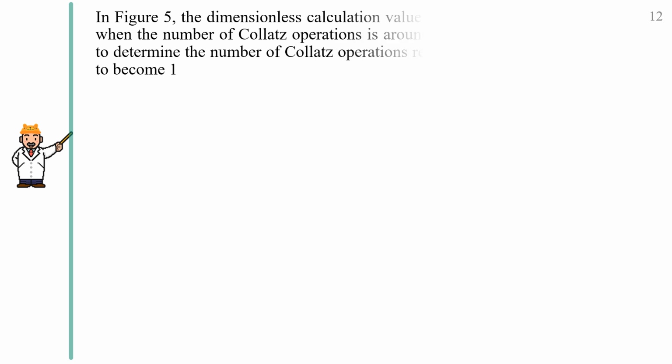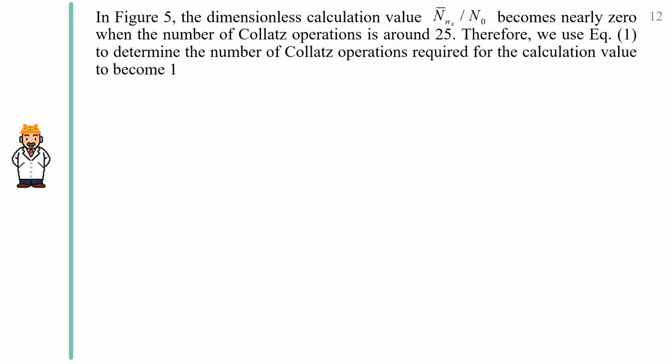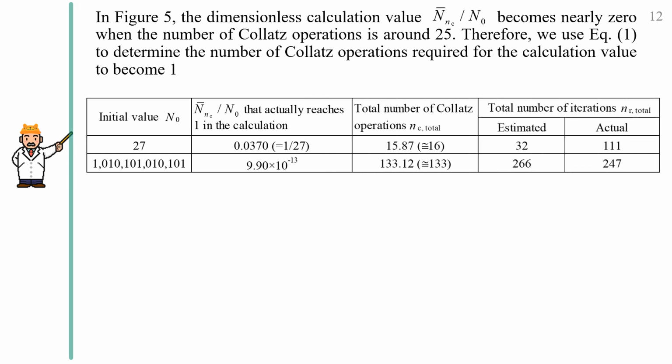In Figure 5, the dimensionless calculation value becomes nearly zero when the number of Collatz operations is around 25. Therefore, we use equation 1 to determine the number of Collatz operations required for the calculation value to become 1. For n0 equals 27, the calculation value becomes 1 when the dimensionless value is 0.0370. For n0 equals 1,010,101,010,101, the dimensionless value is 9.90 times 10 to the power of minus 13.